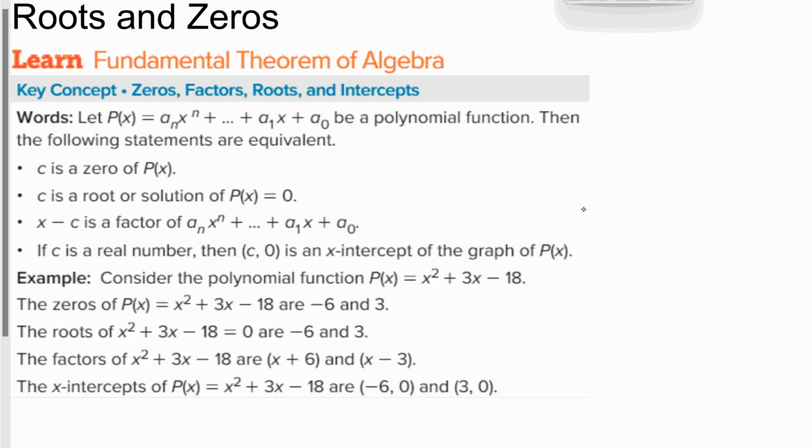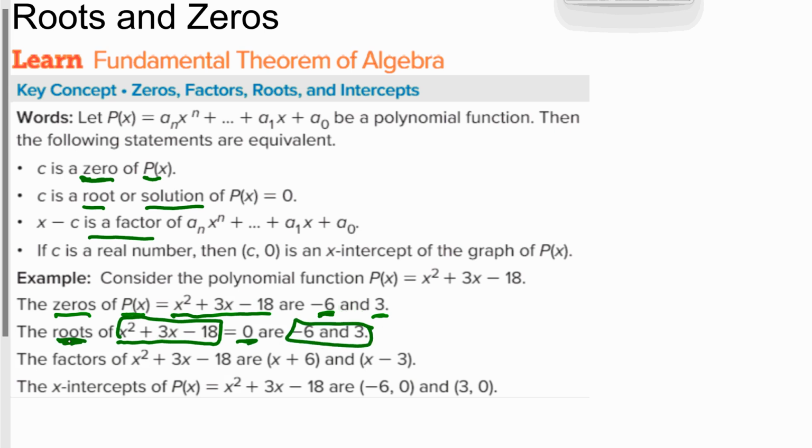Roots and zeros of Module 3, we're going to take a look at the fundamental theorem of algebra. Basically that helps us distinguish between when we use the word zero, when we use the word root or solution, or a factor. We use the word zero when we're talking about the function itself. So when we're talking about p of x, a function equals an equation, we would say -6 and 3 are zeros of the function. We say roots when we take that expression when it equals 0, we say those solutions are roots.